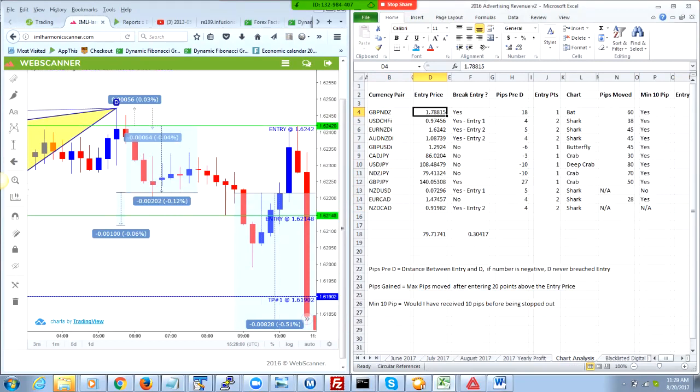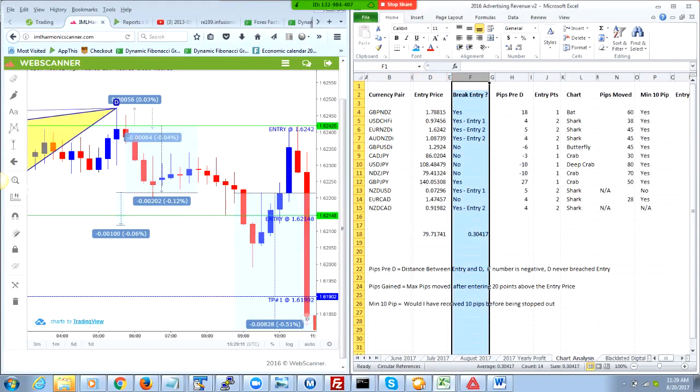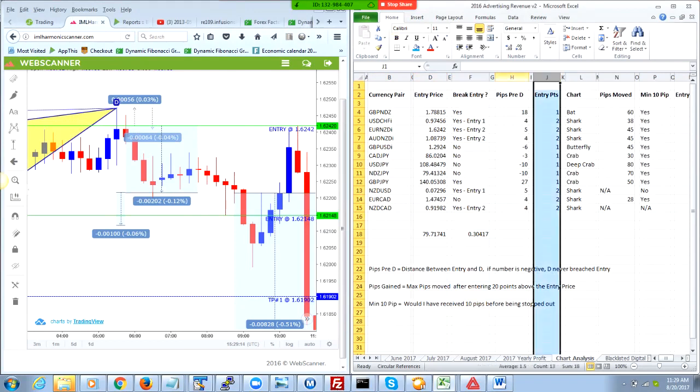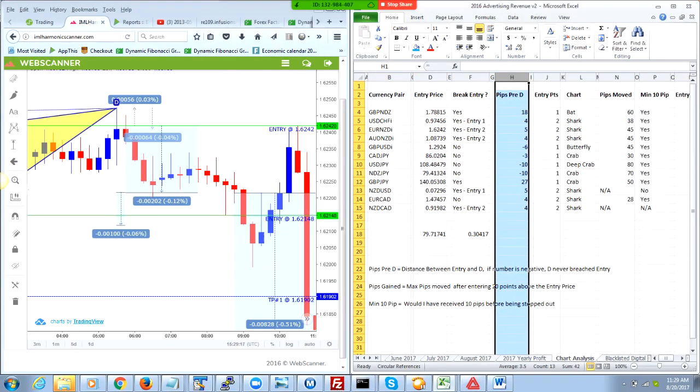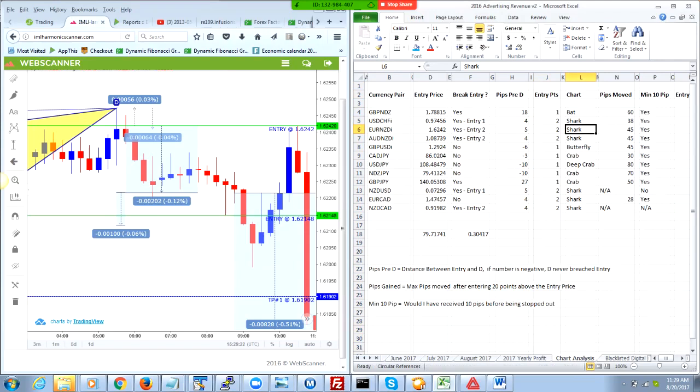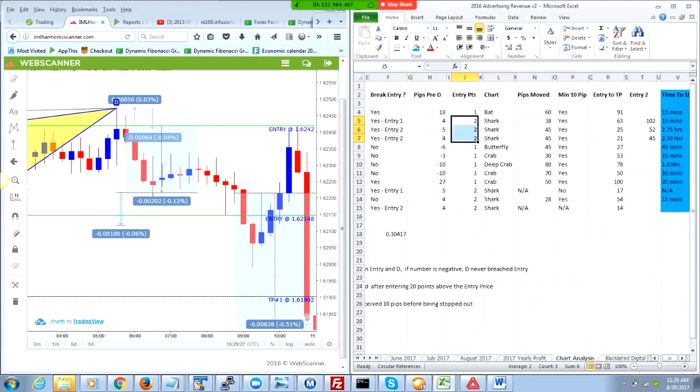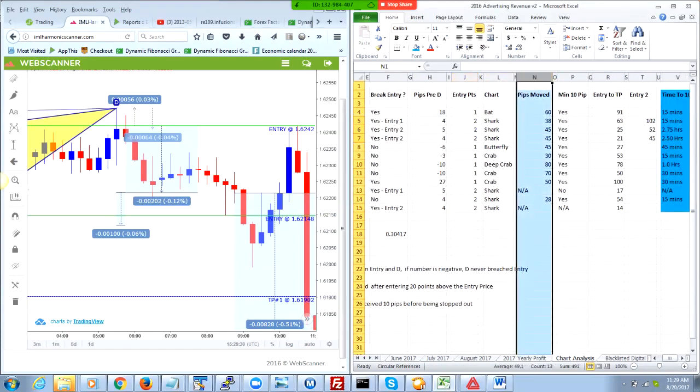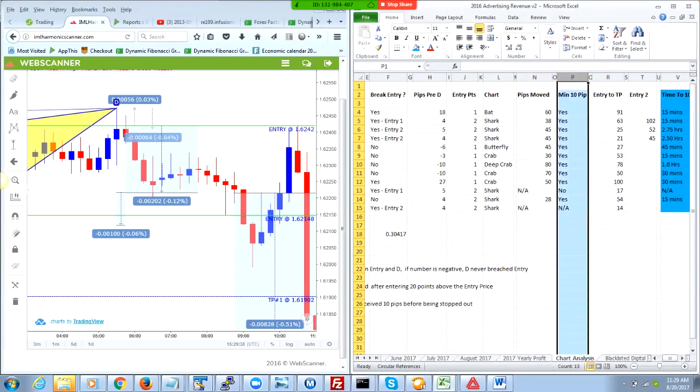So what I did is I grabbed all the different currency pairs and figured out if they actually broke the entry price or if they didn't. And then I did some other little calculations here. You can ignore these, they're just pips per day. Entry points: the only places that give you two entry points are the sharp pattern, so you can ignore that as well. But what's interesting is figuring out the amount of pips moved for that particular pattern, and using the Ninja strategy, whether or not we would actually get our minimum.